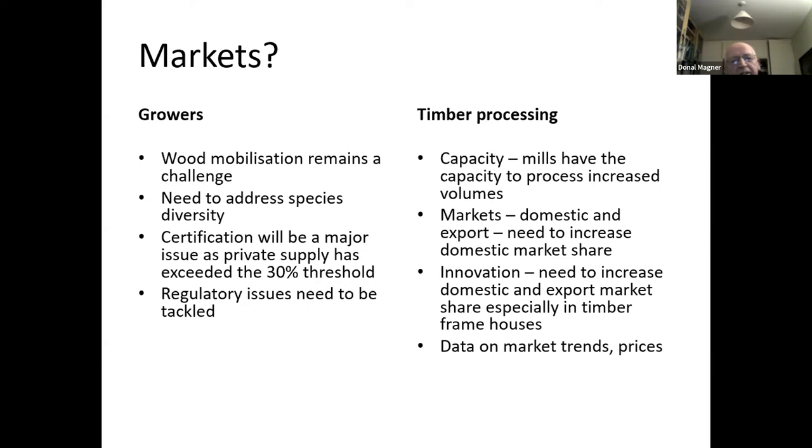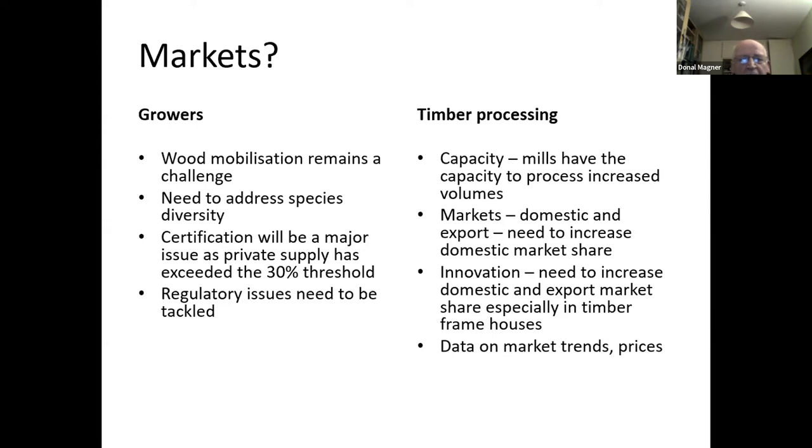For the timber processing sector, the good news is that the major mills have the capacity, as do the panel board mills, to process the increased volumes, which will double over the next 20 years. They also have developed markets. And in many ways, the recession was a blessing in disguise because it meant that mills had to look outside Ireland, and they have done this.